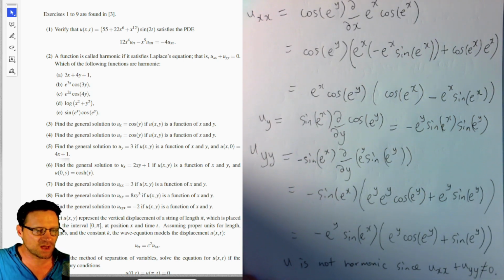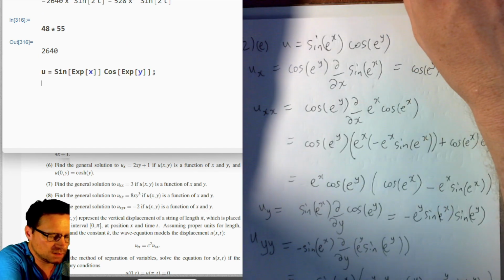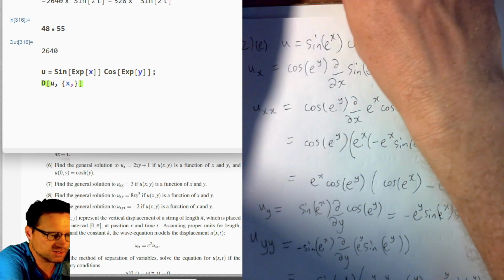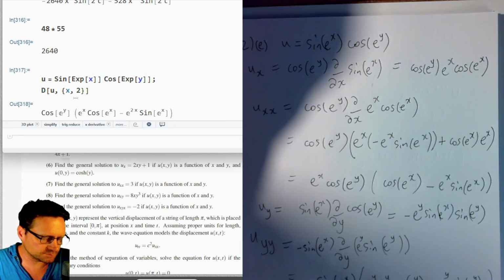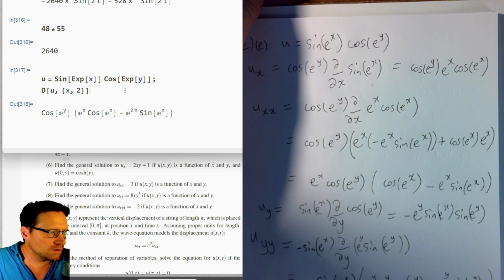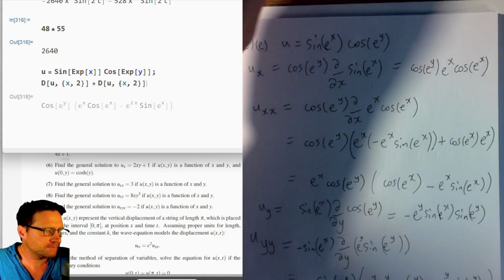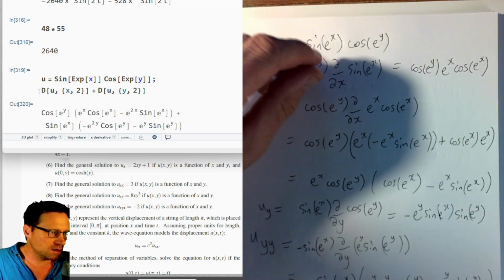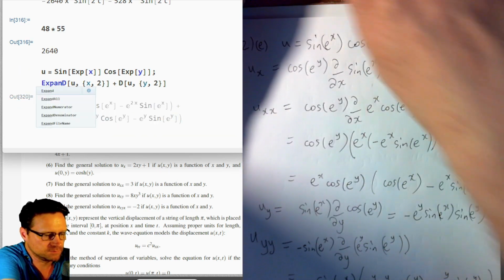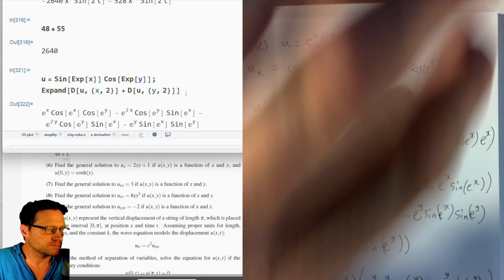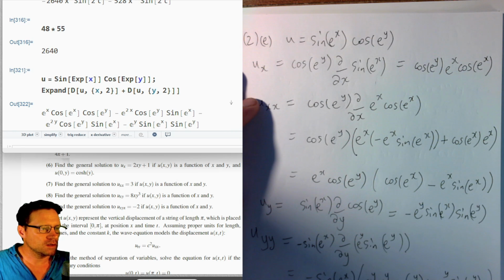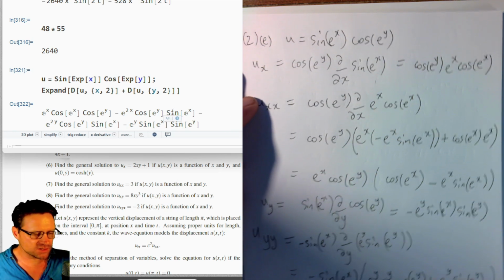Okay, let's check this in Mathematica. So there's u. Now we want to differentiate u with respect to x partially twice, and then add to that the derivative of u partially with respect to y twice. Let's expand this. Okay, so we get 4 terms, and they don't vanish. So this is not harmonic. It doesn't add up to 0 in general.